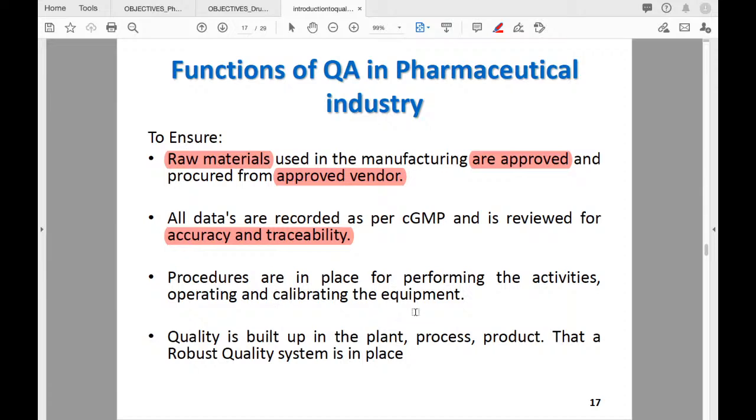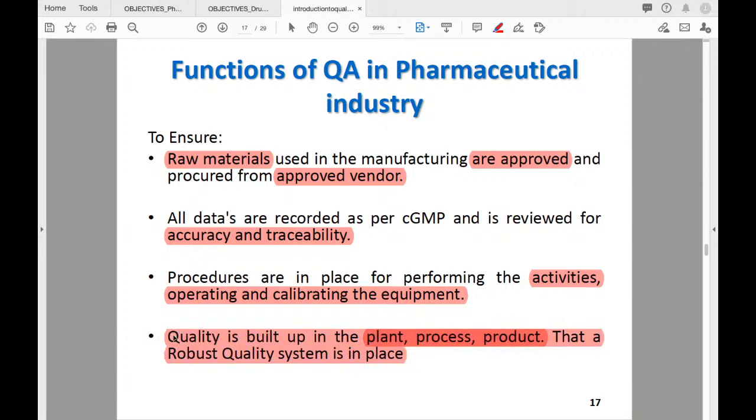And then procedures are in place for performing the activities, operating and calibrating the equipment. The big machines that you have for pharmaceutical production, all these things have to be taken care of, and the quality is built up in the plant, process, and product. So you have a big plant, you have to do the process, then you finally produce your product. So a robust quality system is in place. Yeah, so all these things are important when you are dealing with quality assurance in the pharmaceutical industry.